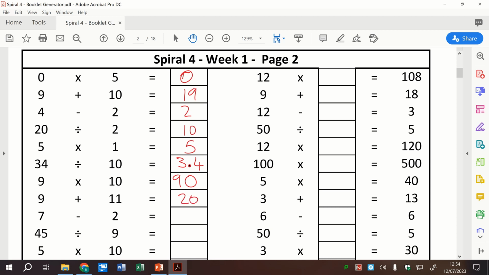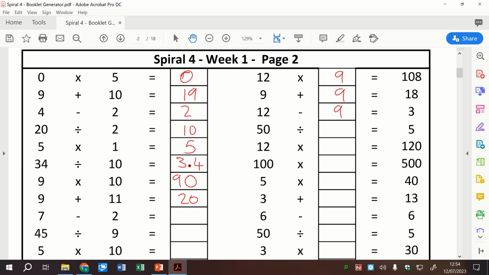So this one over this side, pretty similar. So 12 times something equals 108. Okay, I happen to know that's 9. So 9 plus something equals 18. Well, I think that's 9 as well. So 12 take away something equals 3. I think that's 9 as well.